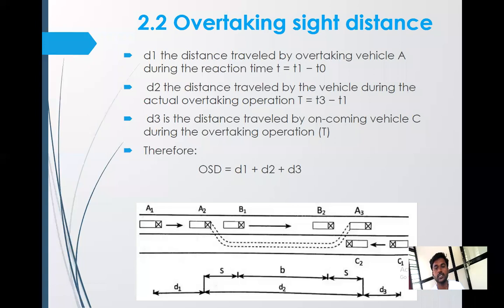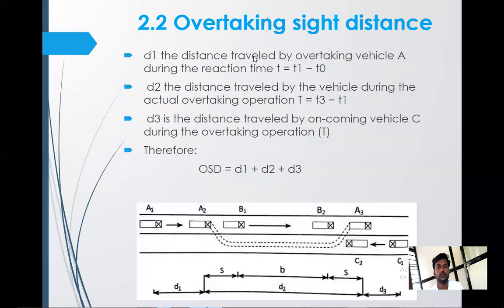Write down this formula. OSD is equal to D1 plus D2 plus D3. What is D1, D2, D3? That we have drawn in the first figure, the figure which is given here. That is the first figure that you have drawn already. OSD is equal to D1 plus D2 plus D3. Right? Write down this formula.